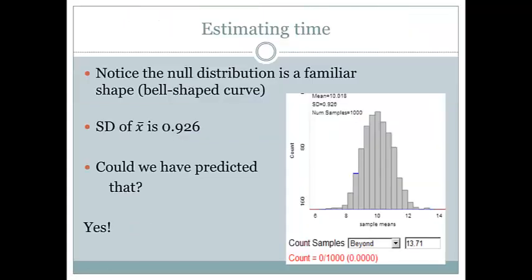When we simulate many values of the sample mean under the null hypothesis, in this case that the average estimated time is 10, you see a familiar bell-shaped curve. Notice that the standard deviation of the sample means is 0.926. So a reasonable question is, could we have predicted that? The answer is yes, and that's exactly what theory-based approaches for one mean are going to do.